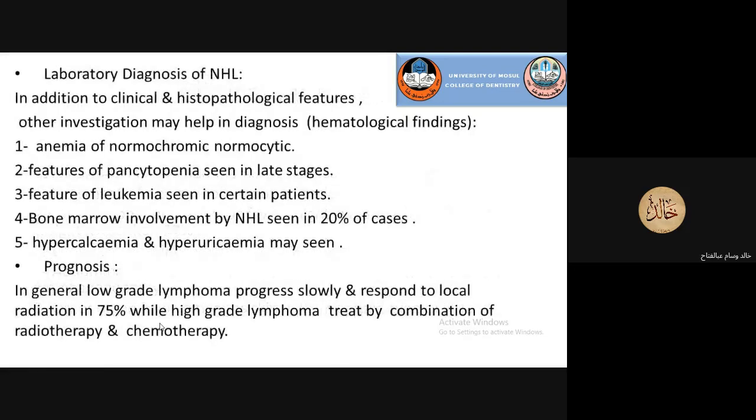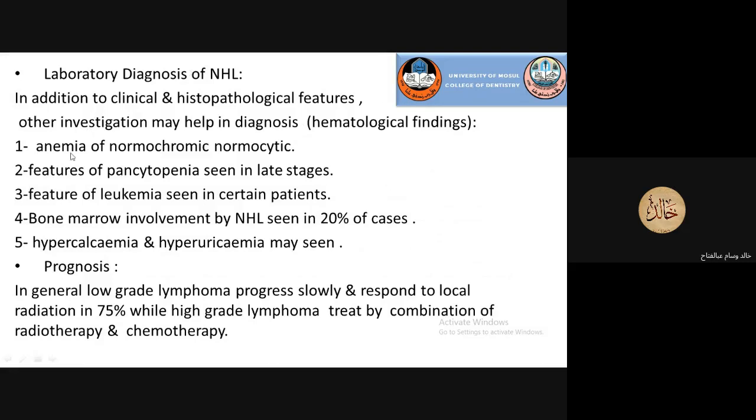How can we diagnose non-Hodgkin lymphoma? In addition to clinical and histopathological features, other investigations may help in the diagnosis, which we call hematological findings. يعني احنا نحتاج الى الكلينيكال هيستوري والاكزامينيشن اضافه الى البايوبسي فايندينج، بناخذ الليمف نود نبعثها الى المختبر لفحص النسيجي لهذه الليمف نود. بالاضافه الى هذا مثل ما قلنا نحتاج الى اذر انفستيجيشن.